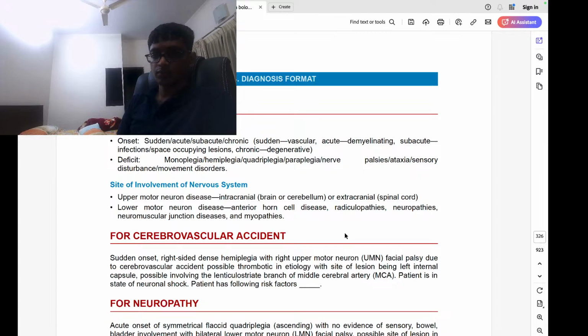So, site of involvement of nervous system, you can have upper motor neuron disease and lower motor neuron disease. Upper motor neuron disease is intracranial, brain or cerebellum, or extracranial, which is the spinal cord. Lower motor neuron disease is anterior horn cell disease, radiculopathies, neuropathies, neuromuscular junction diseases, and myopathies.